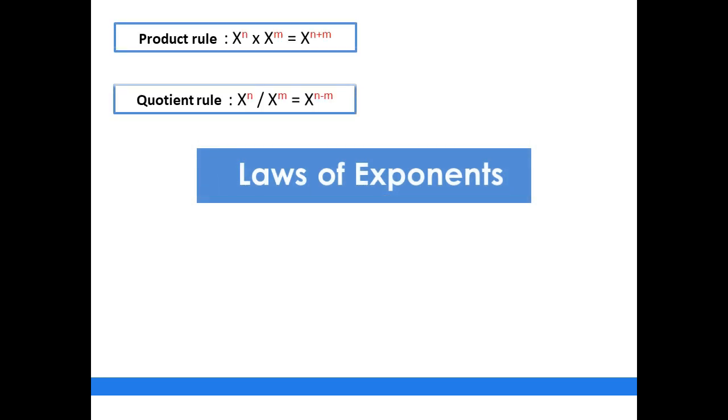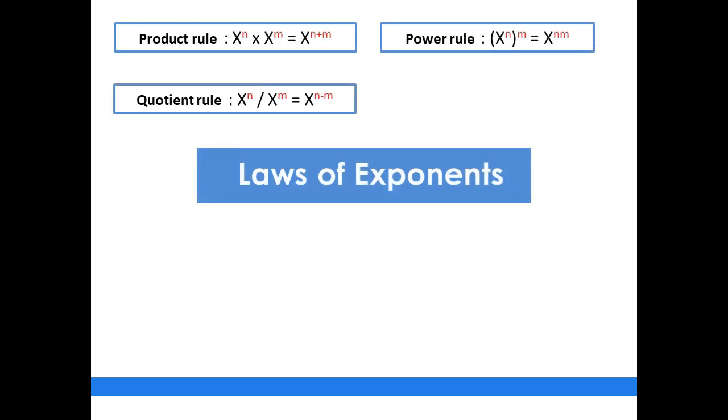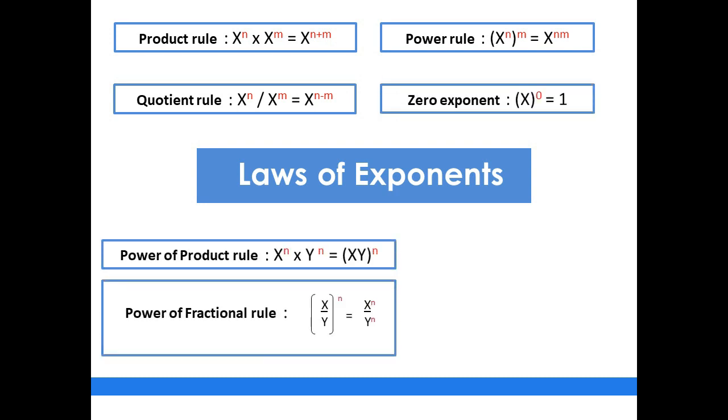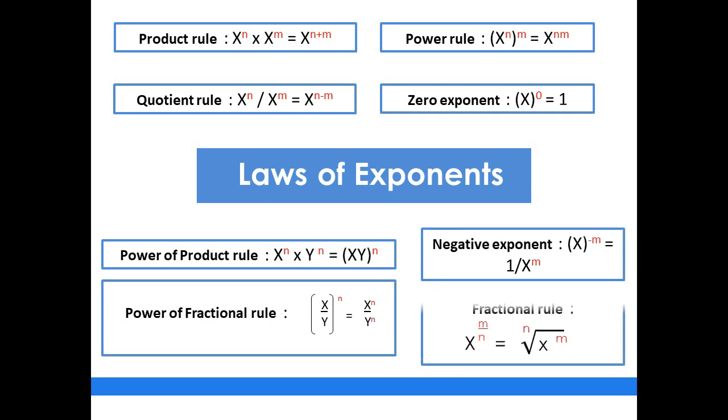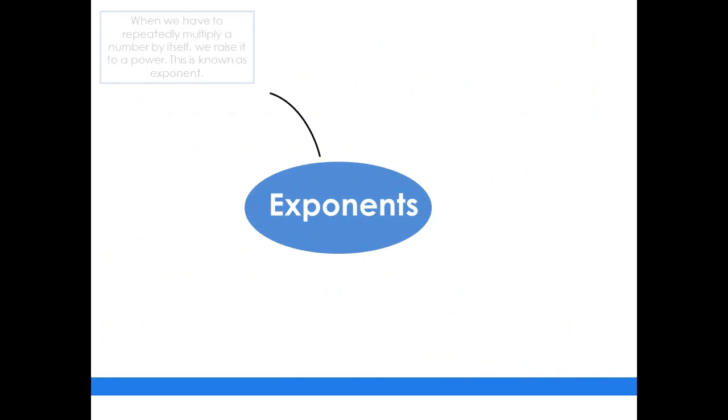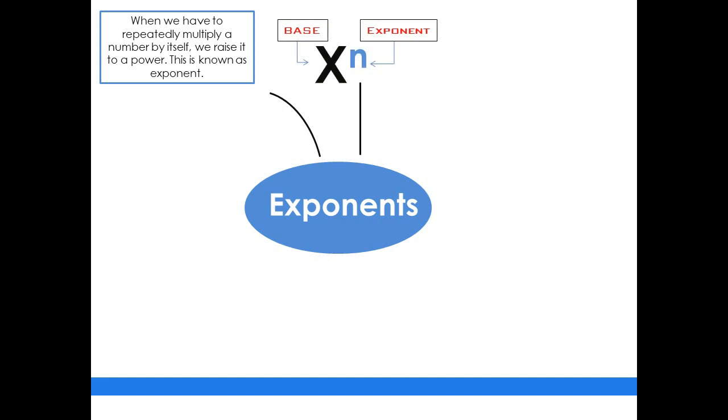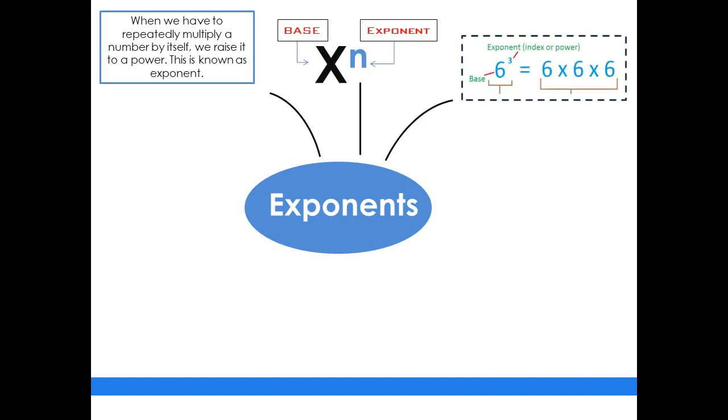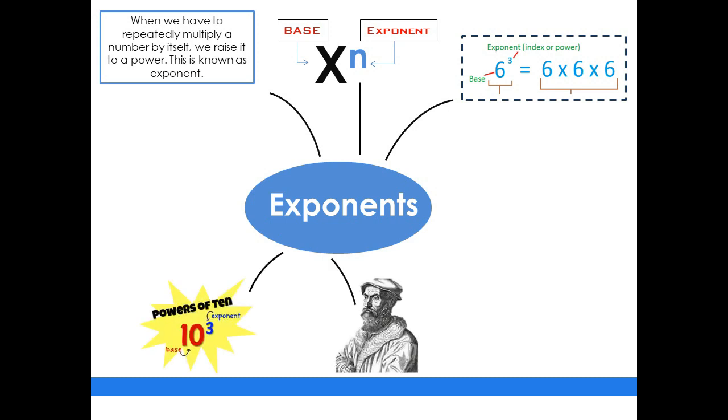Come, let's have a recap of laws of exponents. Product rule, quotient rule, power rule, zero exponent, power of product rule, power of fractional rule, negative exponent and fractional rule. Now let's see the mind map of what are exponents, why do we use exponents, how do we represent exponents, where are exponents used in daily life, who discovered exponents and when.